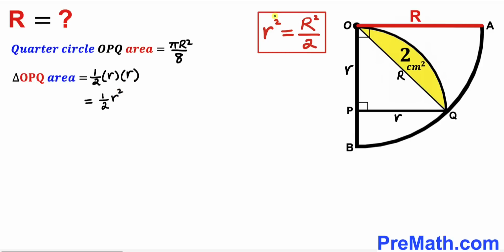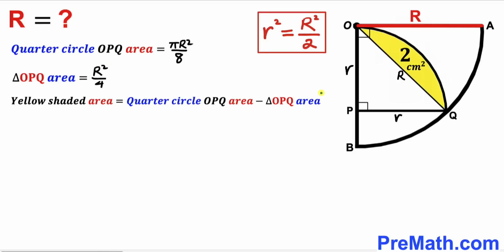And now once again we know that lowercase r square could be written as uppercase R square divided by 2. So I am going to substitute that value, uppercase R square divided by 2, over here. So I can write this as 1 divided by 2 times uppercase R square divided by 2. So this could be written as uppercase R square divided by 4. Thus the area of this triangle OPQ is uppercase R square divided by 4.